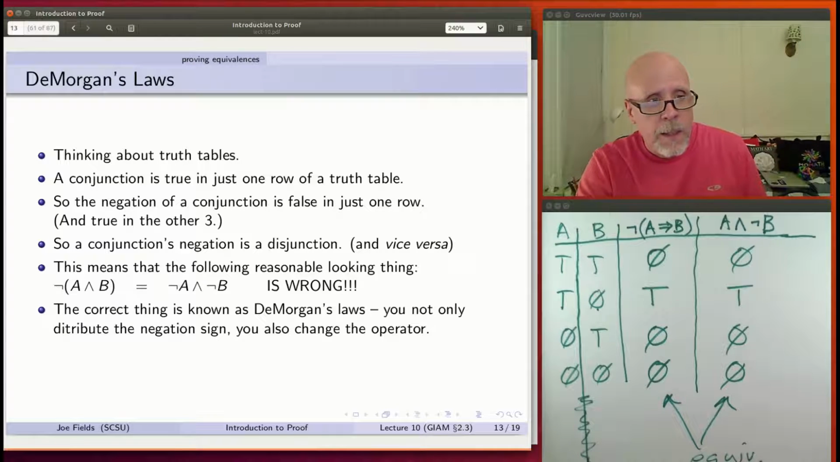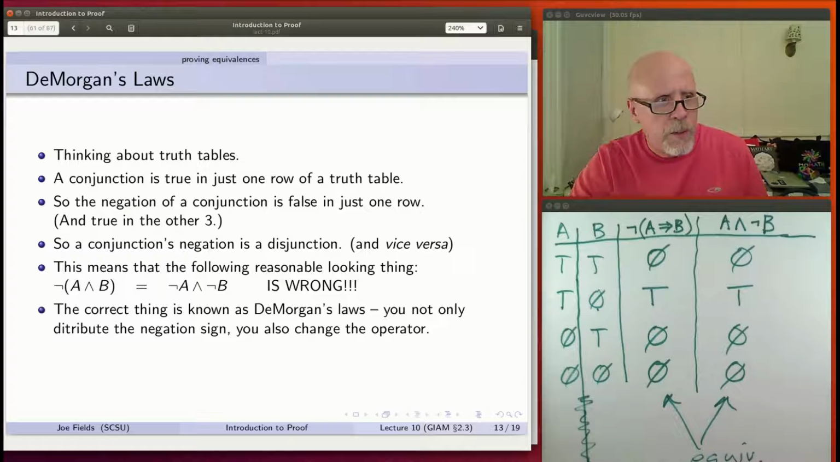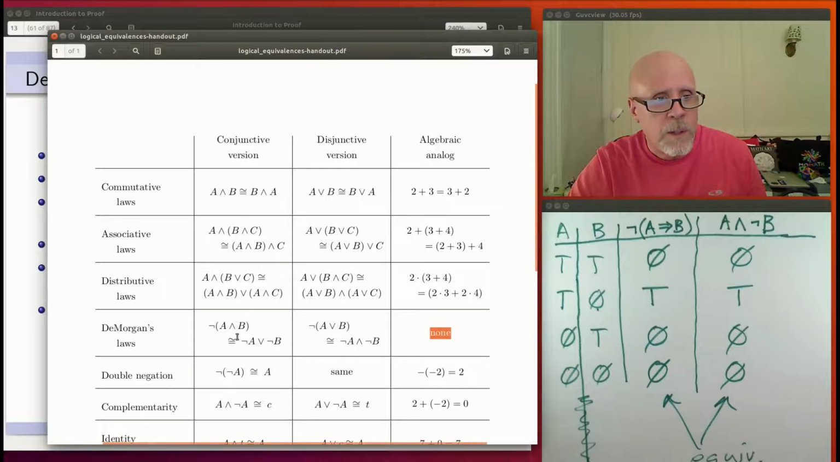The correct thing is known as De Morgan's law, and in words, you not only distribute the negation sign, you also change the operator. So let's see De Morgan's law and look at it. Here's a not out in front of A and B, and it's equivalent to not A ORed with not B.